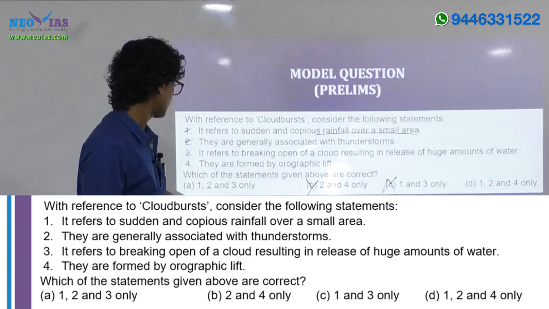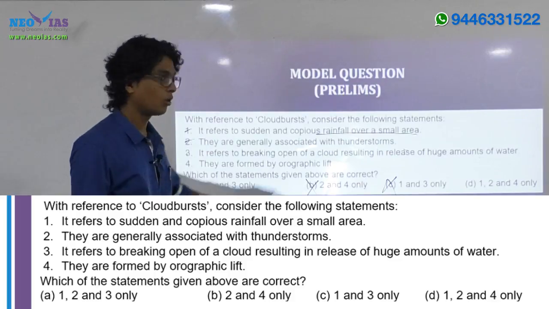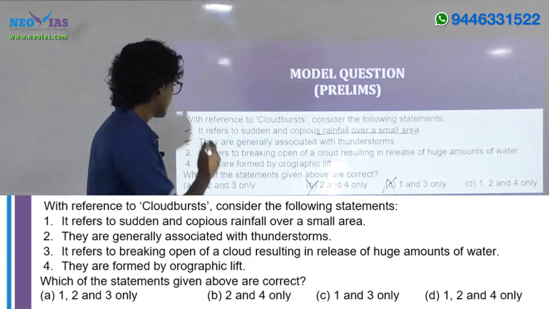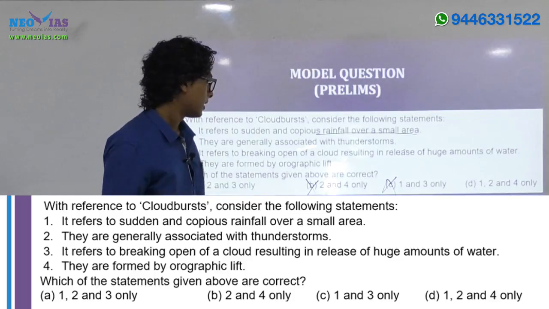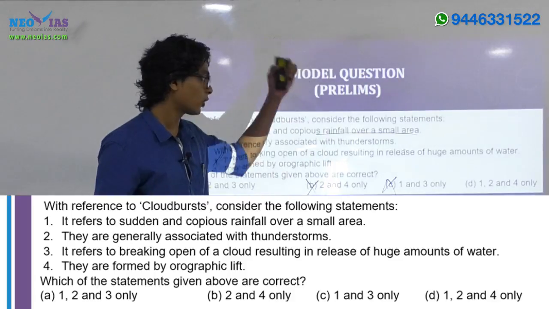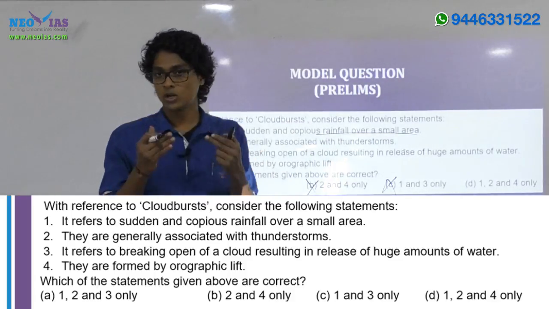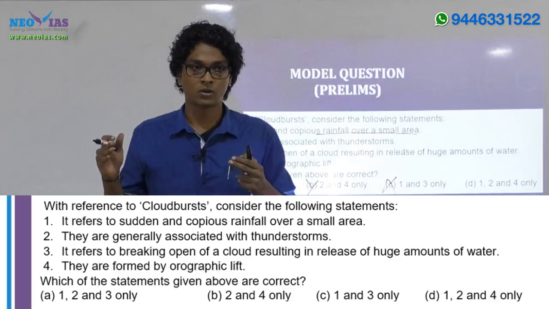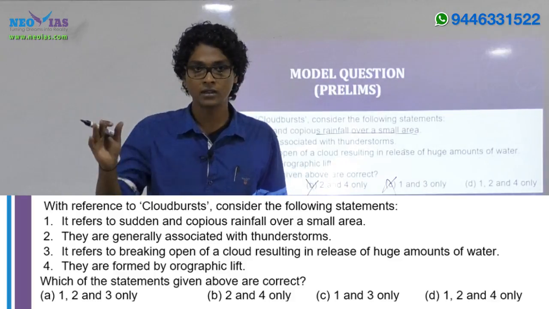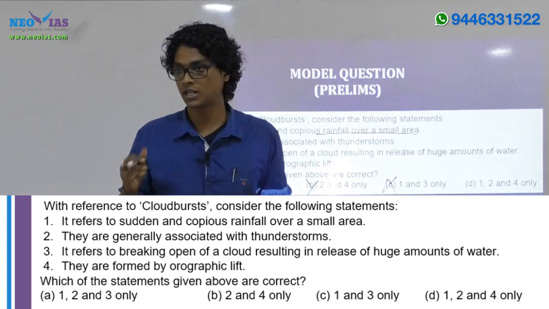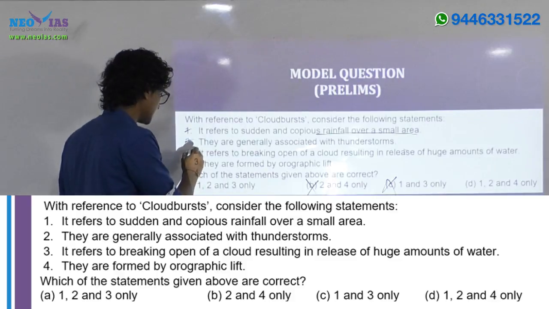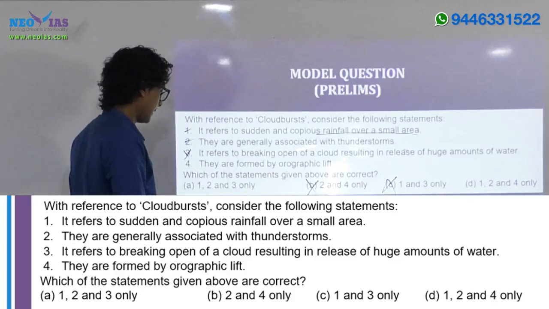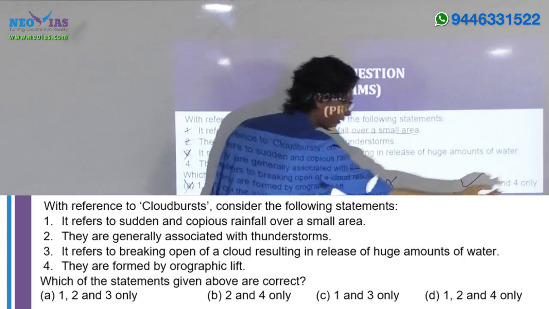From this, what is left is either 1, 2, 3 or 1, 2 and 4. The third statement: it refers to the breaking open of a cloud, resulting in the release of huge amounts of water. We already know that cloudbursts are not the bursting of clouds. Even though the term suggests that, the clouds are not bursting; we now properly know the formation. So the third statement is wrong, and we can eliminate option A, which has the third statement. So the answer will come out as D, 1, 2 and 4 only.